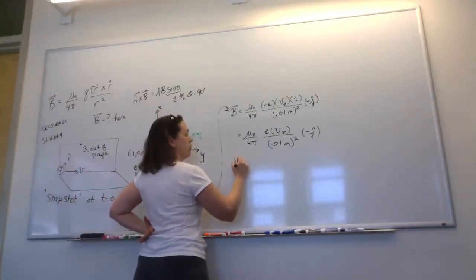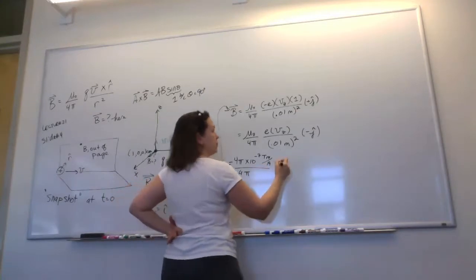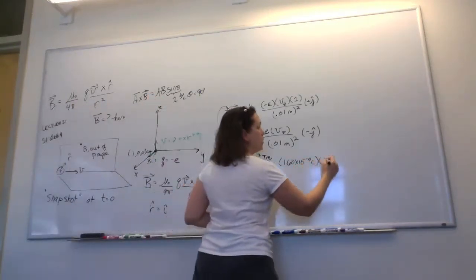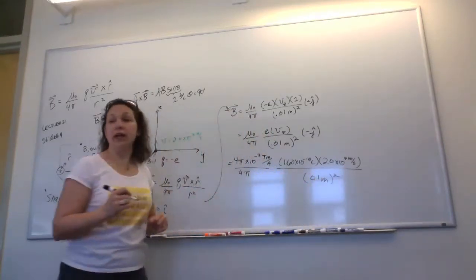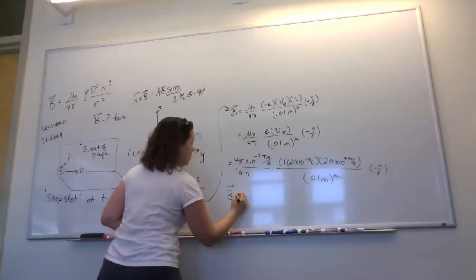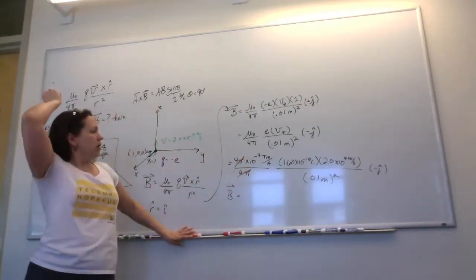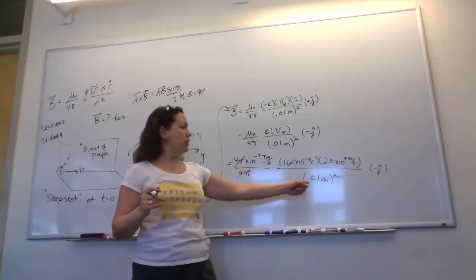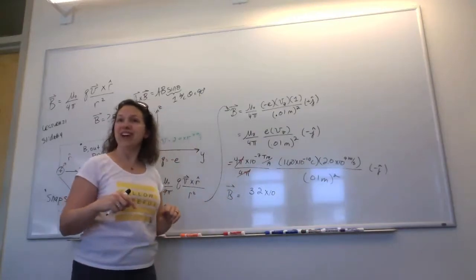Okay. So we have 4 pi times 10 to the negative 7 T m over A over 4 pi. And that's always nice and convenient here. We have 1.60 times 10 to the negative 19 coulombs times, and it's actually meters per second, that's good, 2.0 times 10 to the 7 meters per second over 0.01 meters quantity squared. And it's in the negative j hat direction. Four pi's cancel. Okay, 1.6 times 2 is 3.2. Okay, right? Yeah. 3.2 times 10. Negative 2, negative 4, positive 4. Negative 15. These cancel. Do you get negative 15? 3.2. I did math in here.